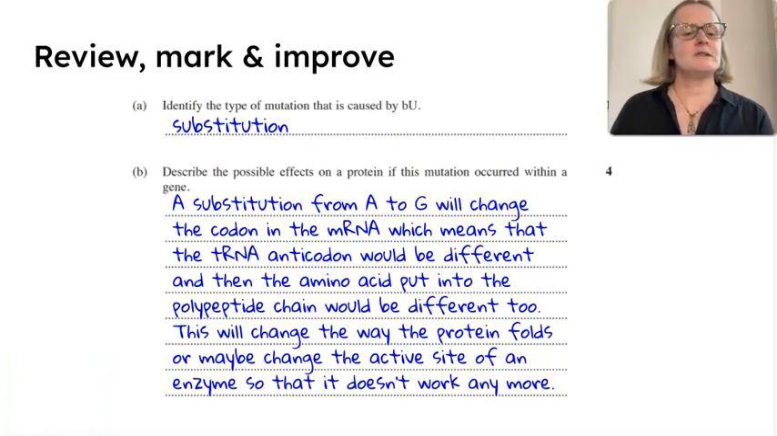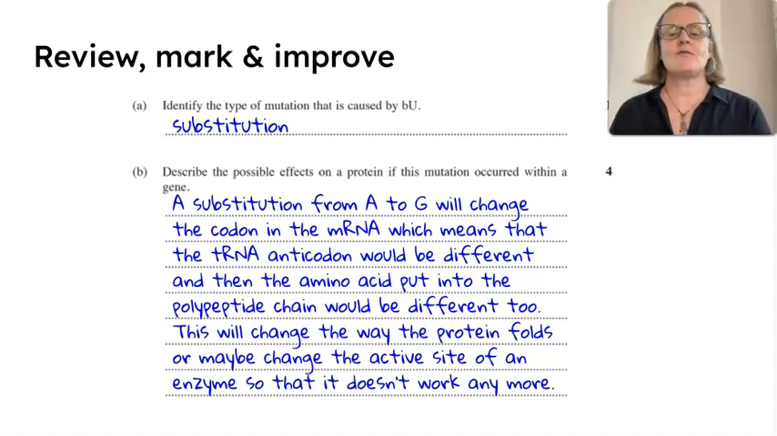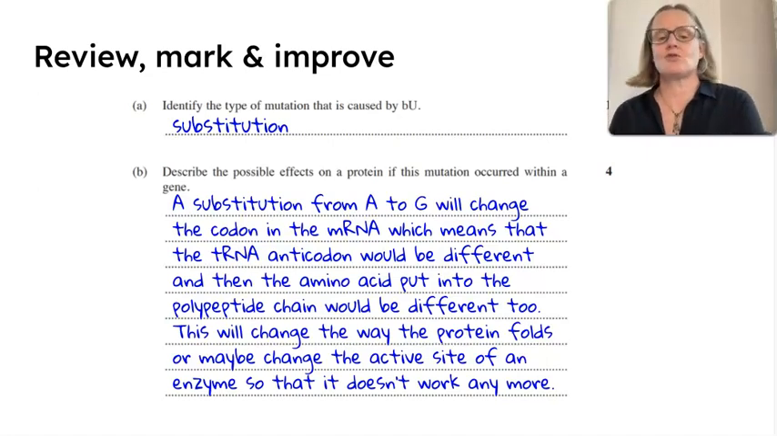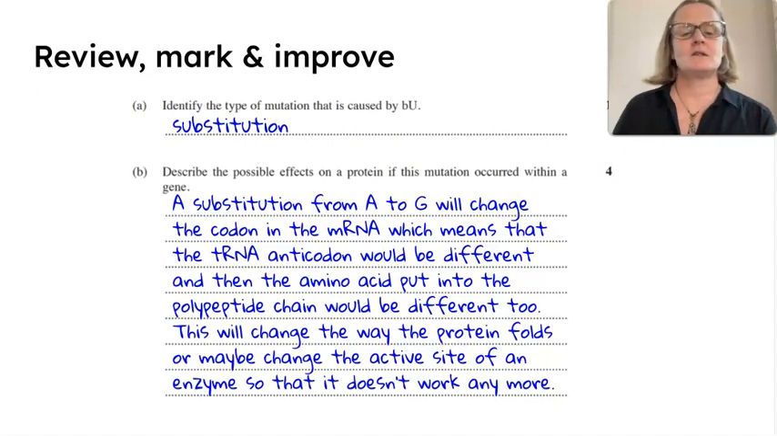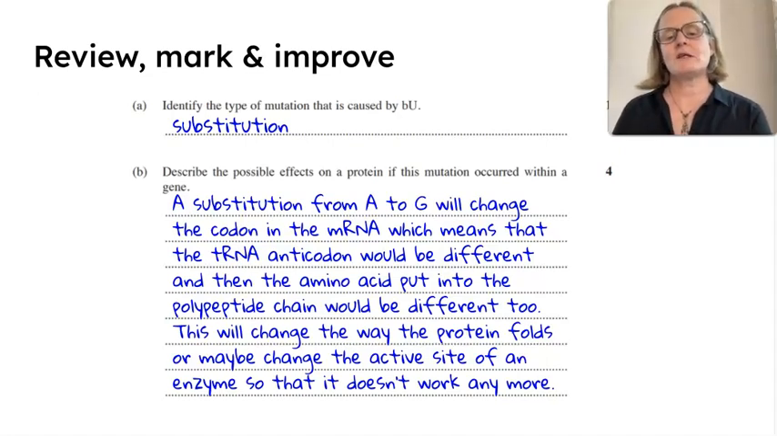Okay, so what did you decide? So substitution looks good. And if you go from A to G, there will be a change in the codon, which means that tRNA anticodon will be different, and then the amino acid would be different. And this would change the way the protein folds, and it might change the active site, so it doesn't work anymore. This sounds great. Did you notice that this is only one outcome?